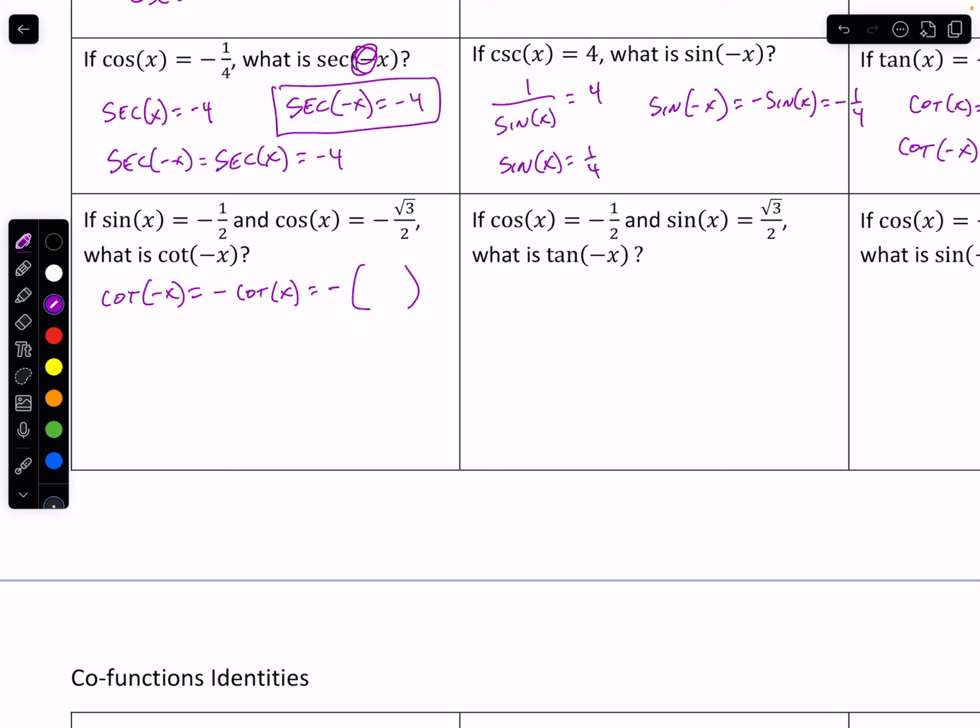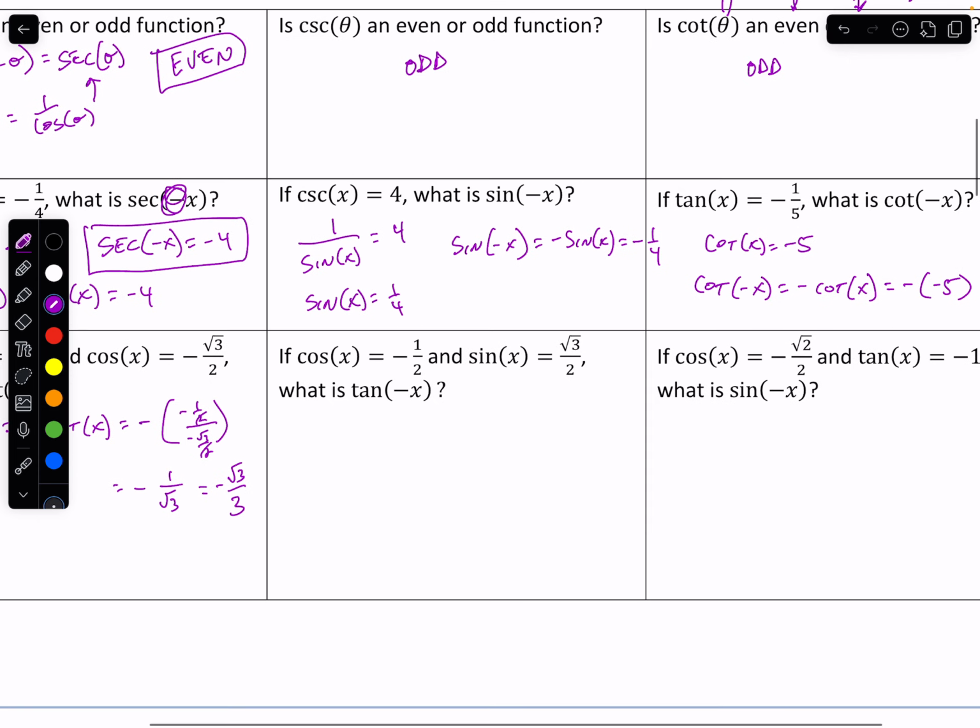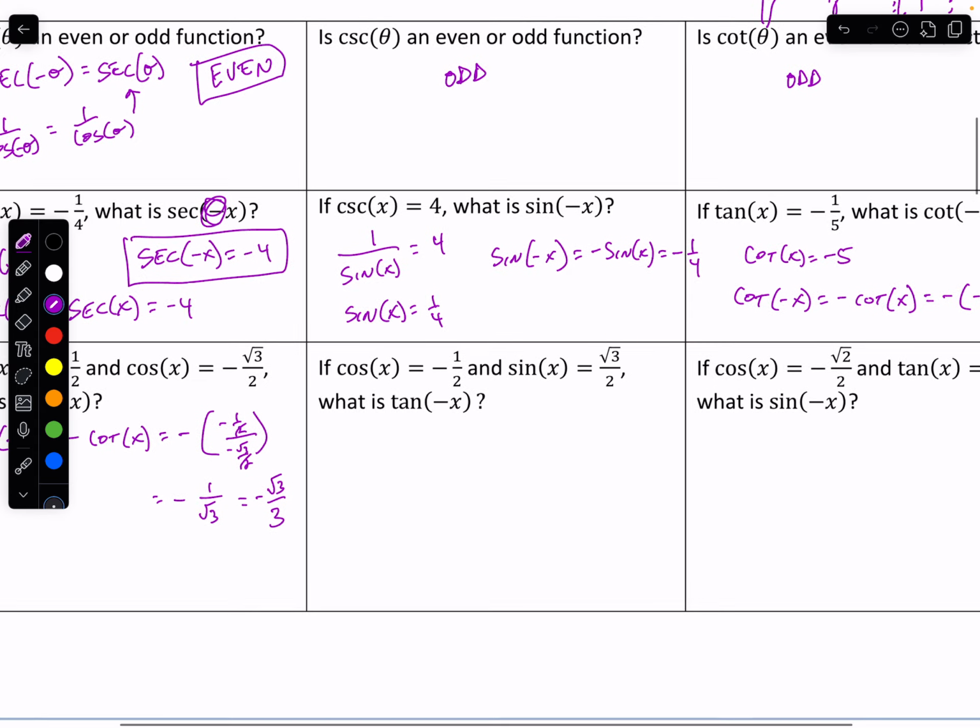And we know cotangent of x will be cosine of x over sine of x. The over 2's cancel out. We have negative 1 over root 3, which equals negative root 3 over 3. All right, because cotangent is an odd function.